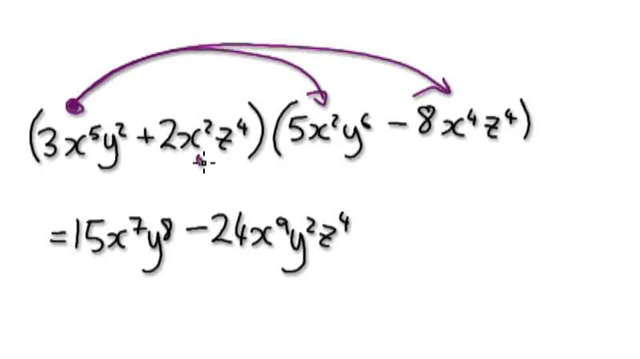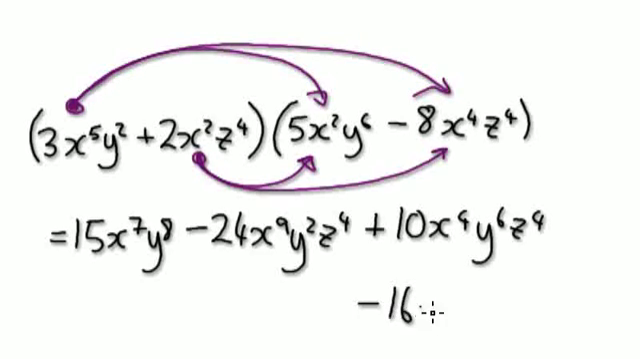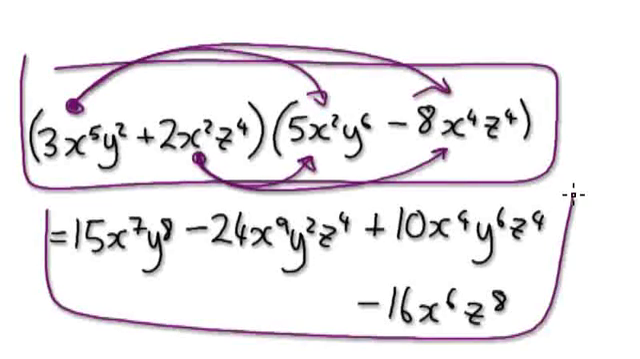Okay, and now it's this times this here. That would be plus 10x to the power of 4, y to the power of 6, z to the power of 4, and then this times this here, which would be minus 16x to the power of 6. No y, so z to the power of 8. Okay, so this thing here is the same as this thing here. In the next video, I will give you some practice.